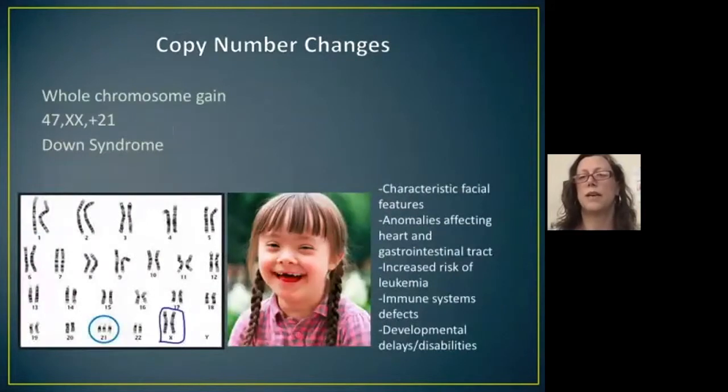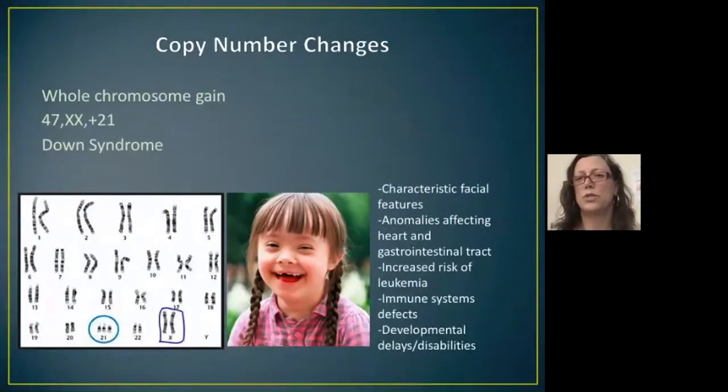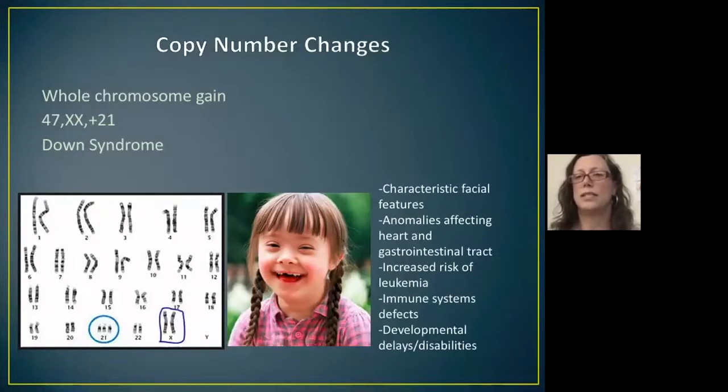These individuals have characteristic facial features, including a flattened profile and nose, small head, ears, and mouth, upward slanting eyes, often with a skin fold that comes out from the upper eyelid and covers the inner corner of the eye, as well as sometimes an oversized tongue. They also may have anomalies affecting the heart, lung, and gastrointestinal tract, increased risk of developing leukemias, immune system defects and deficits, and often, but not always, they exhibit developmental delays or disabilities.